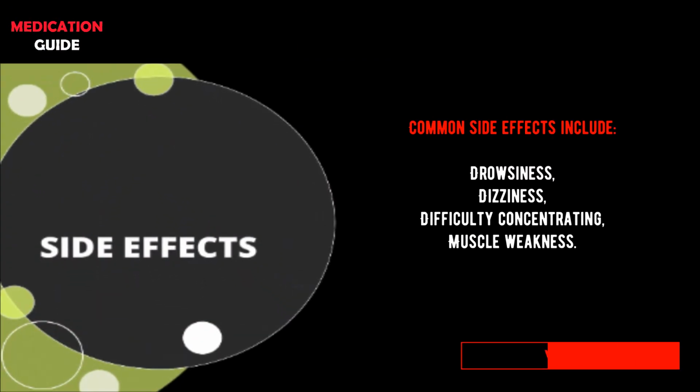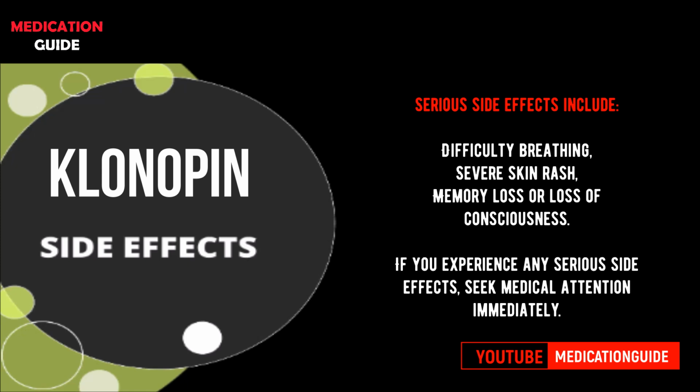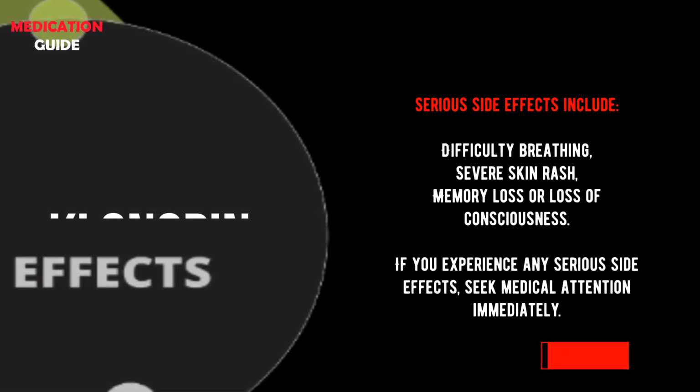What are the side effects of Klonopin? Like all medications, Klonopin can cause side effects. Common side effects include drowsiness, dizziness, difficulty concentrating, muscle weakness. Serious side effects include difficulty breathing, severe skin rash, memory loss or loss of consciousness. If you experience any serious side effects, seek medical attention immediately.